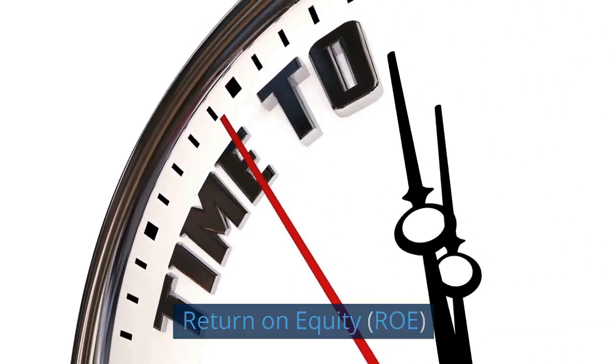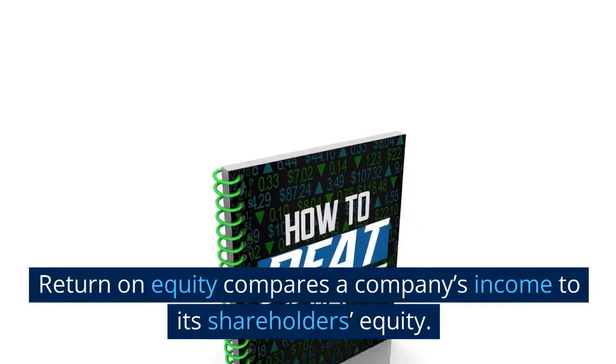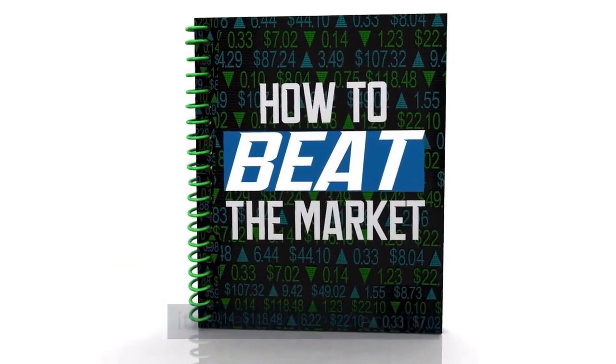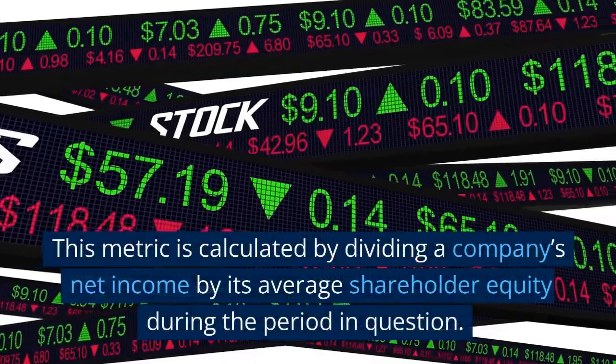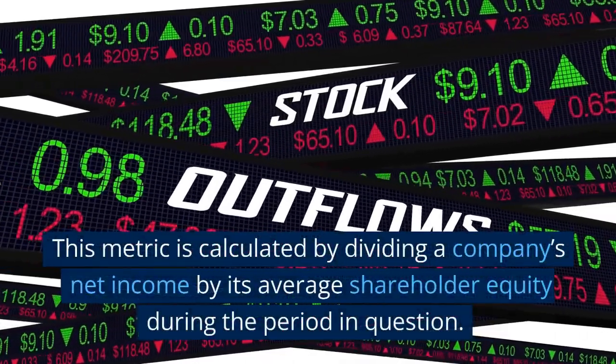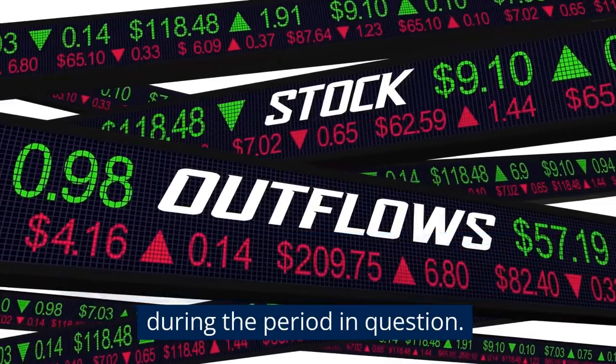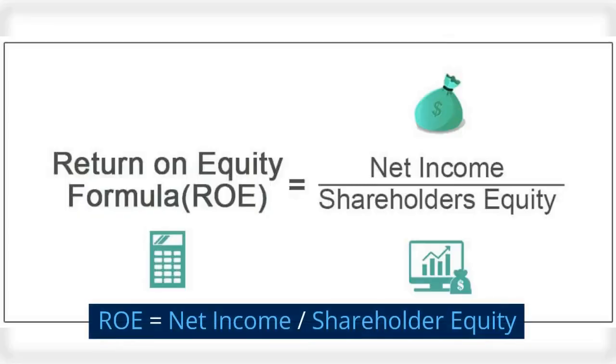Return on equity, ROE. Return on equity compares a company's income to its shareholders' equity. This metric is calculated by dividing a company's net income by its average shareholder equity during the period in question. ROE equals net income divided by shareholder equity.